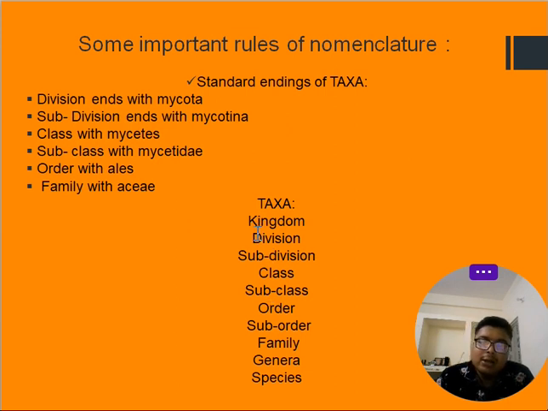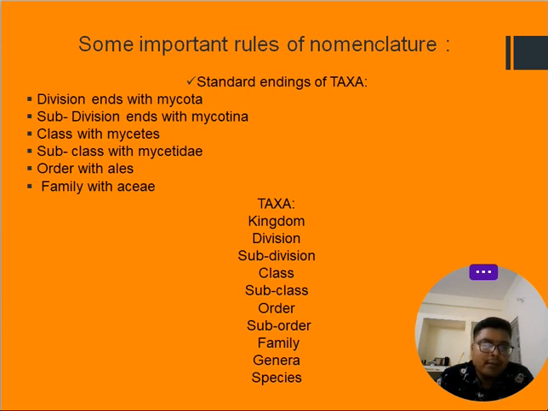These are the rules of writing the taxonomy. First we write kingdom, then division, then subdivision, class, subclass, order, suborder, family, genera, species. These are the rules of writing the taxonomy of any living organism. In case anything is missed while writing the taxonomy, then everything will be wrong. So we have to keep this in mind.